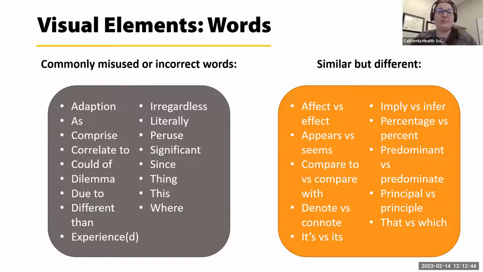Another thing that can trip some people up is commonly misused or incorrect words. Like irregardless, I did not know, I think until after I got out of high school, that that's not actually a word. Then there's things like on the right that are similar, but they're different. Affect versus effect. Those are commonly mixed up words that mean different things and are used in different ways. And there's a lot of resources online and print books as well that can help describe the difference between those commonly used words and when to use them.